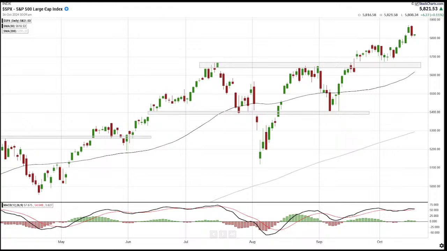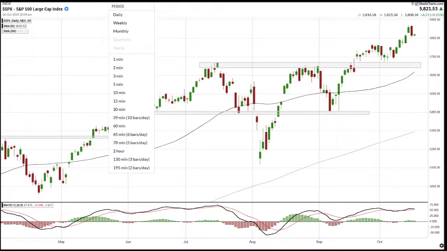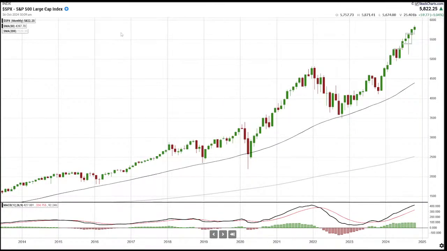Although, here's something that I've been looking at. Let's flip over to, well, let's start at a monthly chart just for the fun of it because the monthly chart's pretty interesting. What you got here is 12 months. You've got 11 green months. And April, I believe that was April, was the only down month.